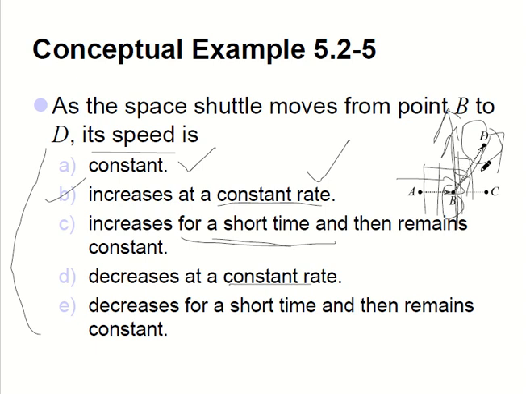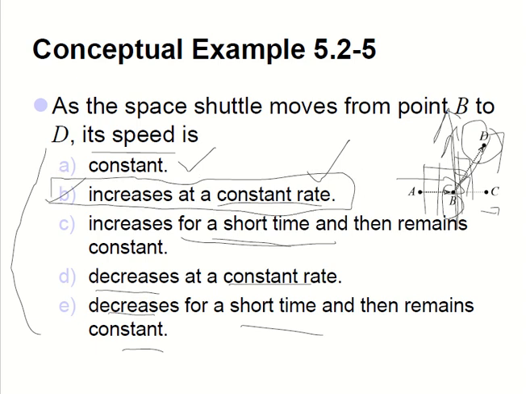And then decreases at a constant rate. It cannot decrease, because if it does decrease, it won't go to the point C. I mean, it won't cover distance going in that direction. It will come back down if you have a speed going down. Okay, and then the speed decreases for a short time and then remains constant. Again, if you have a decrease in speed, you will not move in that way. You will come back down a little bit. So therefore, your best bet is this situation right here: increases at a constant rate.